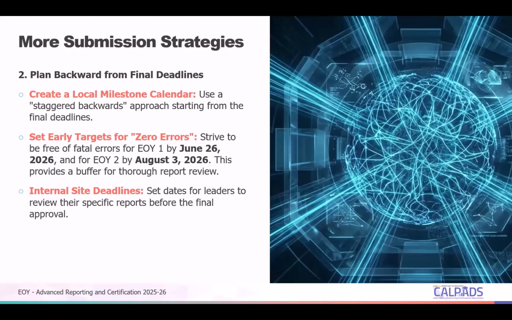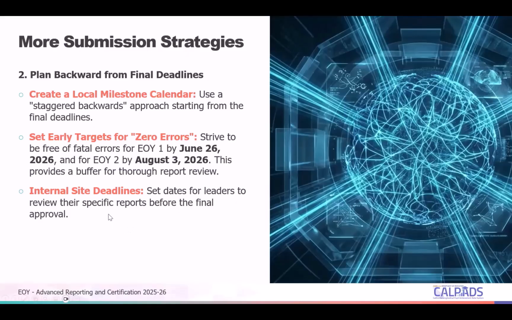The second strategy is to plan backward from the final deadlines. So create a local milestone calendar. Use a staggered backwards approach starting from the final deadlines for 2025-2026. End of year 1 final deadline is July 31st, and end of year 2 final deadline is August 17th. Set early targets for 0 errors. Strive to be free of fatal errors for end of year 1 by June 26th and end of year 2 by August 3rd. This provides a buffer for a thorough report review.